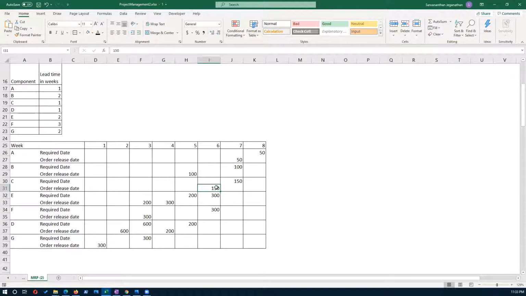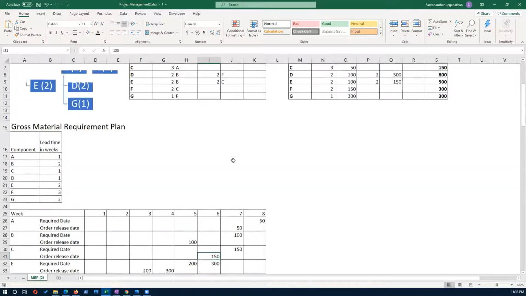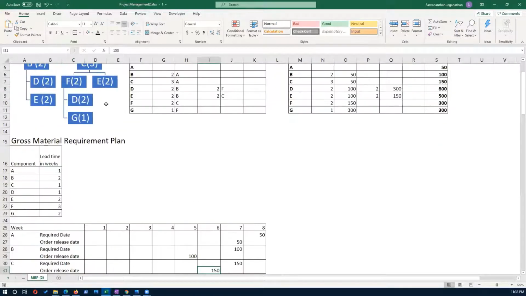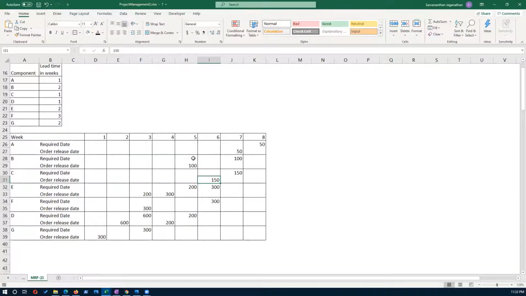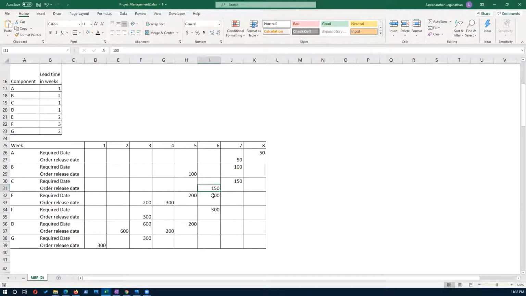So if you take the component C, C is made up of E and F here. So we need 2 units of E and 2 units of F. Looking at that here, each unit of C requires 2 units of F and 2 units of E. So we have 300 units of E needed here, 300 units of F.